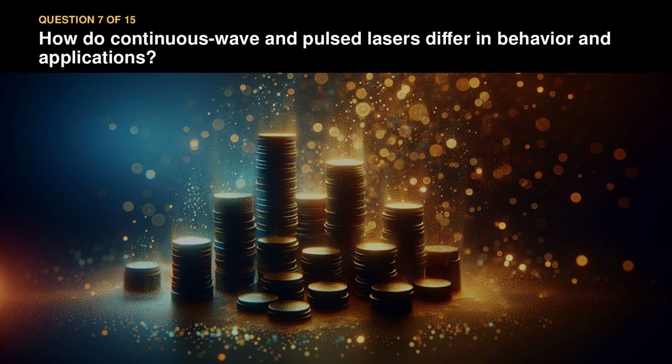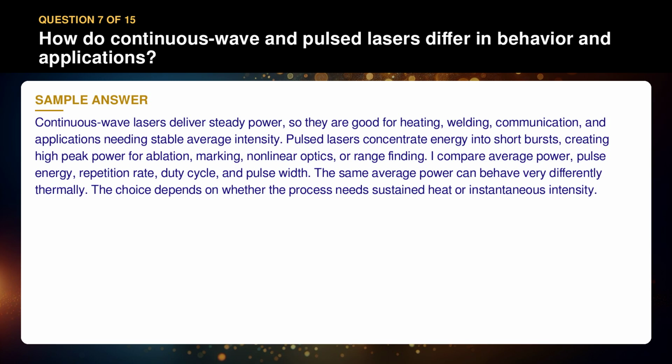Question 7. How do continuous wave and pulsed lasers differ in behavior and applications? Continuous wave lasers deliver steady power, so they are good for heating, welding, communication, and applications needing stable average intensity. Pulsed lasers concentrate energy into short bursts, creating high peak power for ablation, marking, nonlinear optics, or range finding. I compare average power, pulse energy, repetition rate, duty cycle, and pulse width. The same average power can behave very differently thermally. The choice depends on whether the process needs sustained heat or instantaneous intensity.